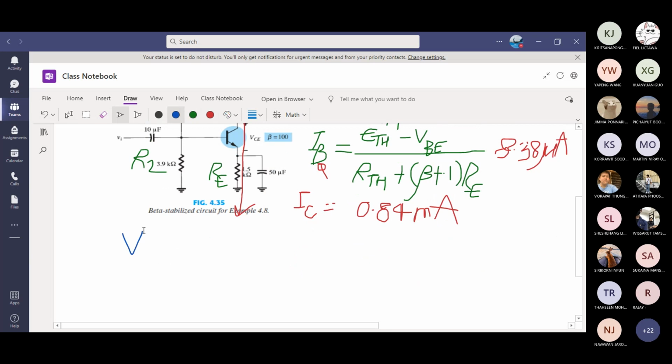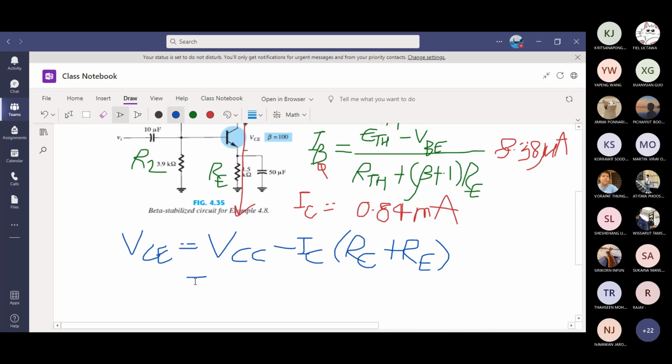This is the VCE equation. Minus IC times RC plus RE. That is the VCE. I got 12.34 volts. I think that is correct.